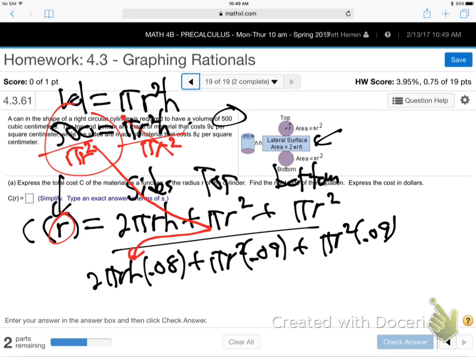Is that okay? We're over time a little bit. Thanks for waiting. All right, we're done. This section is due tomorrow, section 4.3.